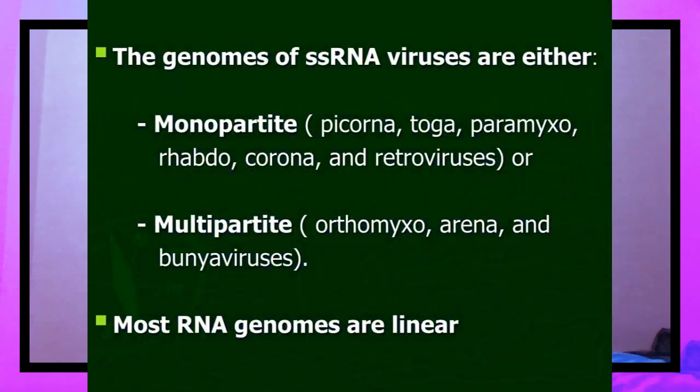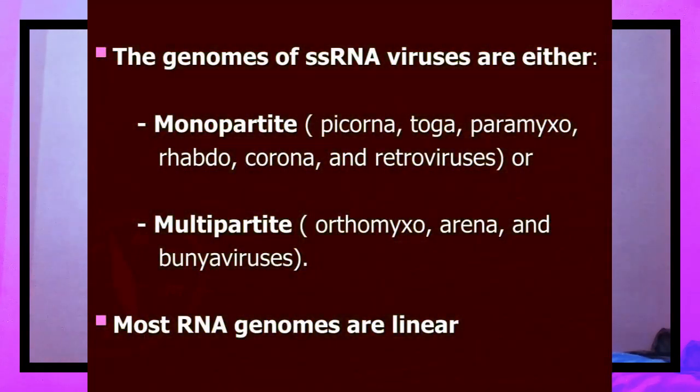Based on the organization of the viral genome, they can be divided into three categories: monopartite, segmented, and multipartite. Monopartite are those kinds of genome which are not segmented at all. It is one segment which is contained inside the virus particle, while the multipartite can have more than one segment.